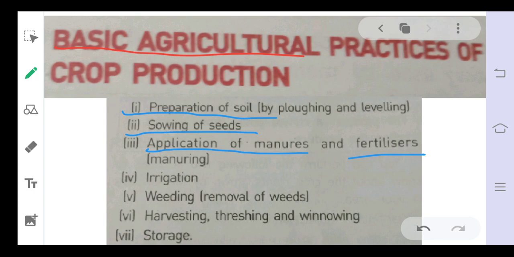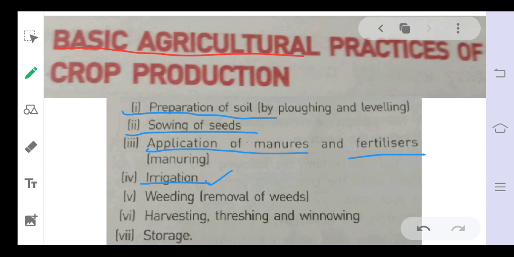After providing the manure and fertilizers, the next step is irrigation, because plants prepare their food with the help of sunlight, water, and carbon dioxide. So by this practice, irrigation, we enrich the soil with water so that the plants can absorb the water from the soil. So there should be proper irrigation.